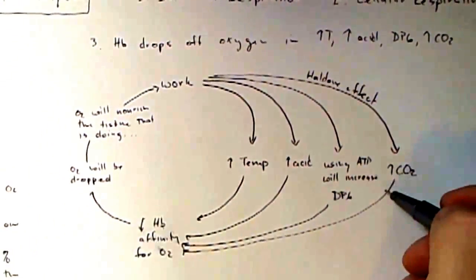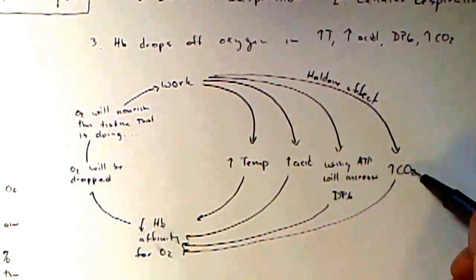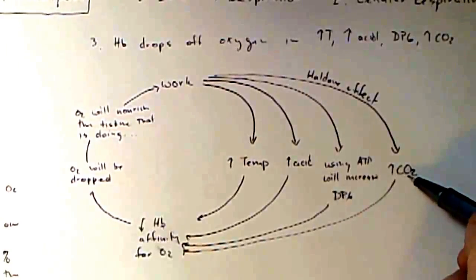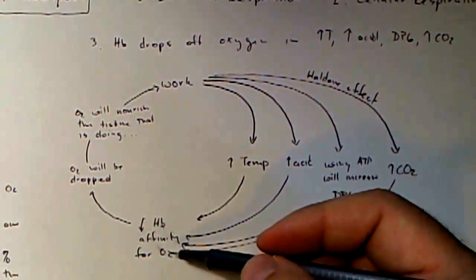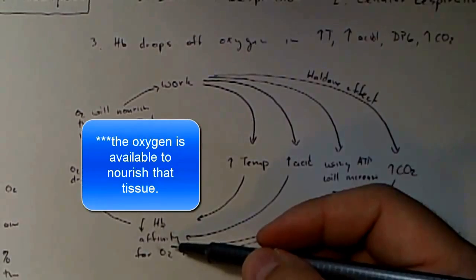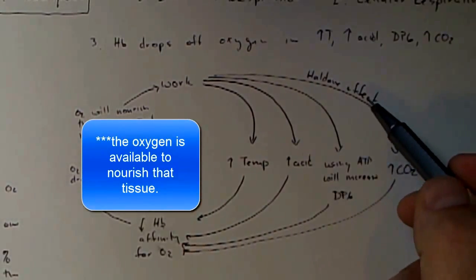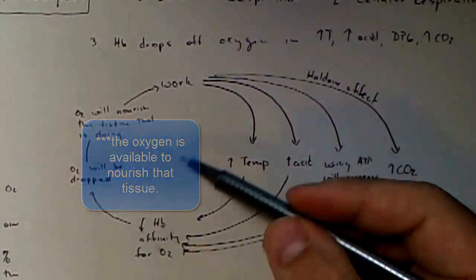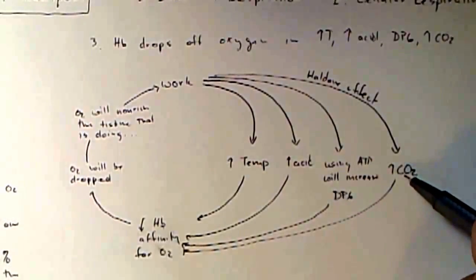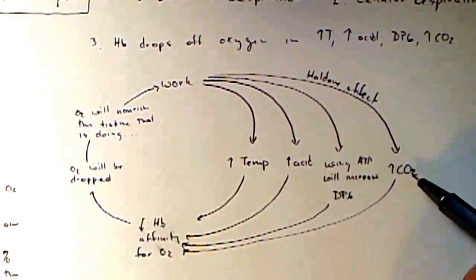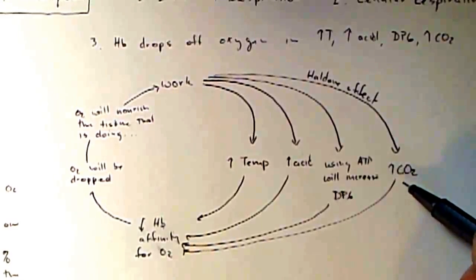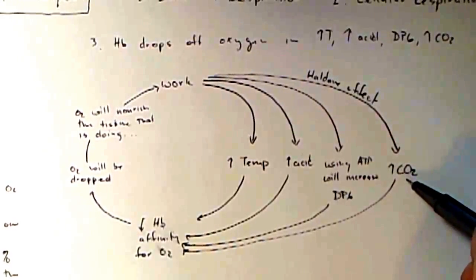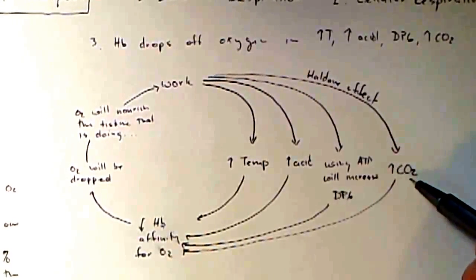Essentially what it says is CO2 and oxygen compete for hemoglobin. So if there's more CO2 around, it will kick the oxygen off the hemoglobin. That's good because now the hemoglobin is available to nourish that tissue. Now when that hemoglobin gets back to the lung and there's an increased concentration of oxygen, the oxygen will knock the CO2 off the hemoglobin so that you'll breathe it out. So it works out pretty well that CO2 and oxygen compete for hemoglobin.